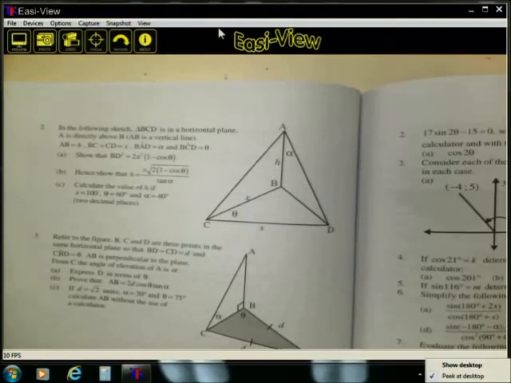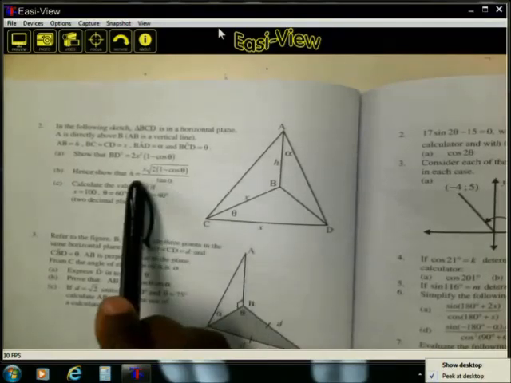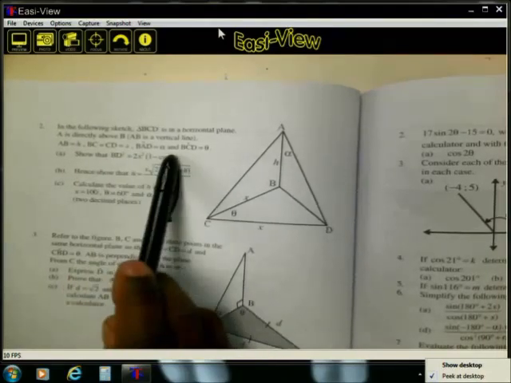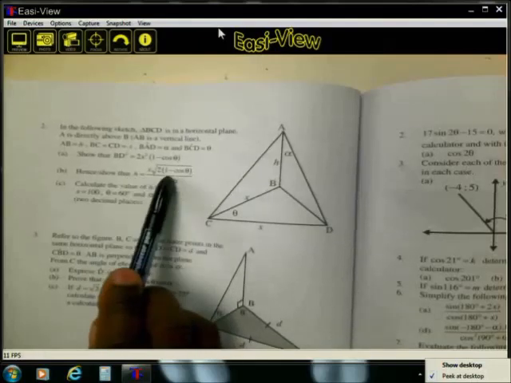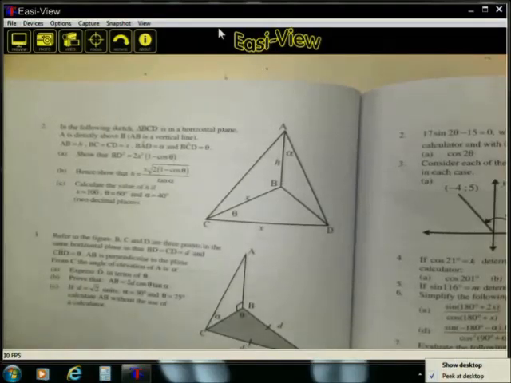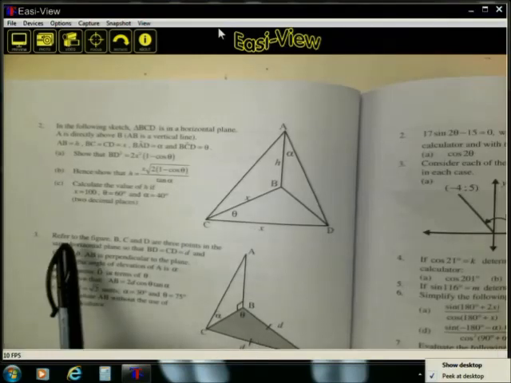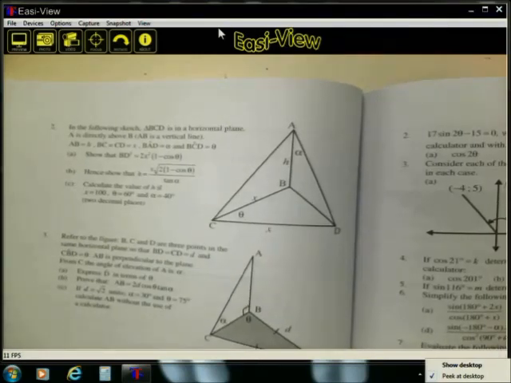Now, a hint. What does this as well as this suggest to you? What does it suggest to you? I can only give you hints.